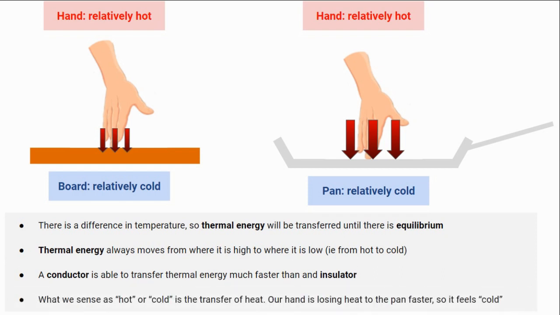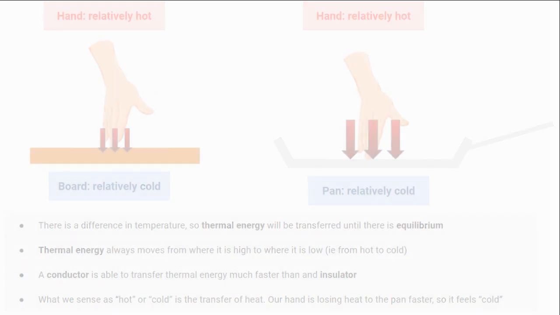So what we sense as hot or cold isn't actually the temperature of the object we're touching, but the transfer of heat from or to our hand. In this case, our hand is losing heat very quickly to the pan, so it feels quite cold.